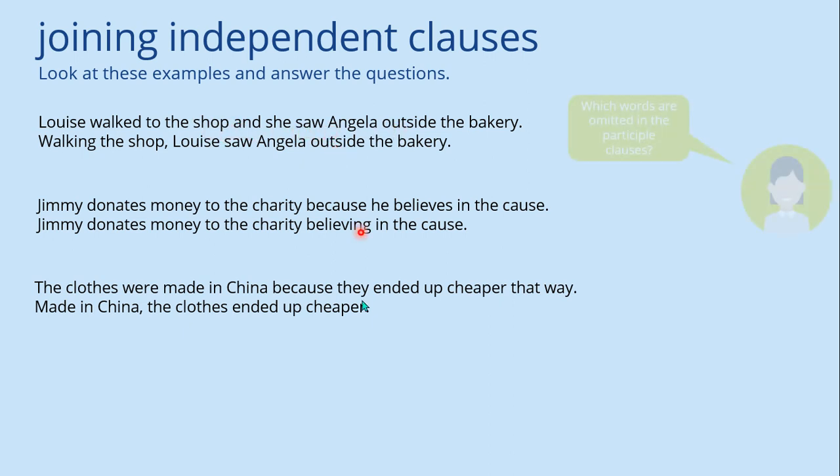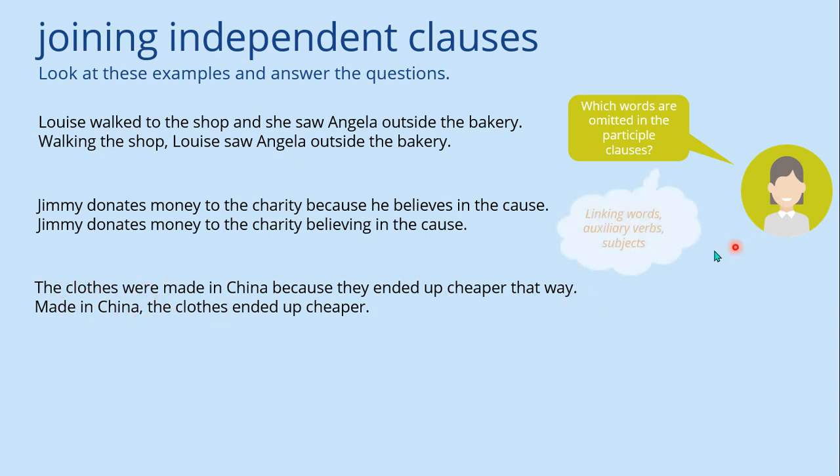Okay, the next ones. Which words are omitted in the participle clauses? Louis walked. Louis, right? Just use it once. Walk changed into walking. Okay, because he deleted; believes changed into believing. The next one, the clothes: just made in China. Were and the clothes are deleted, and after that is a comma.